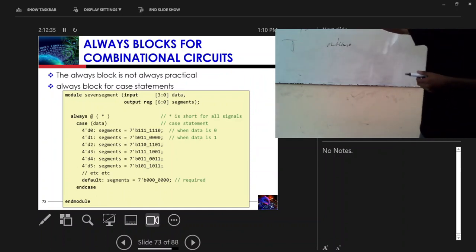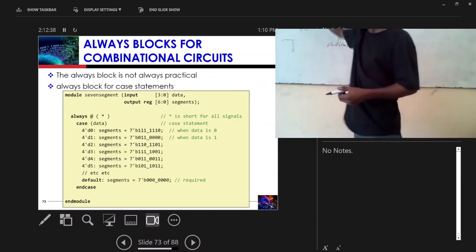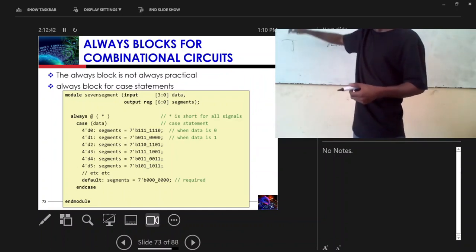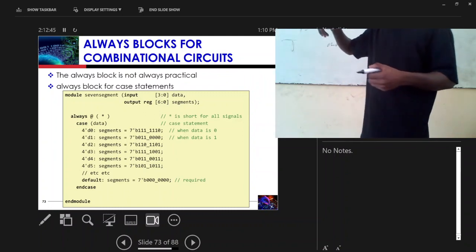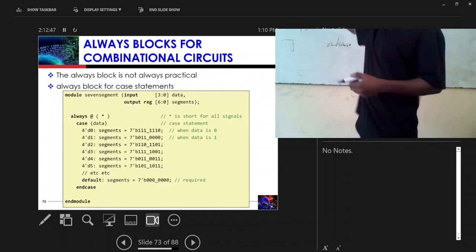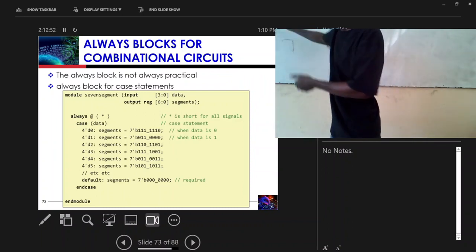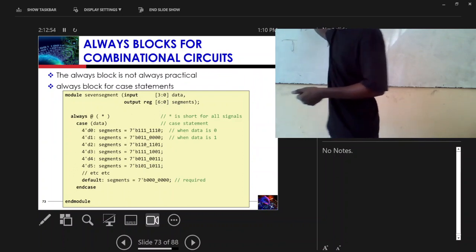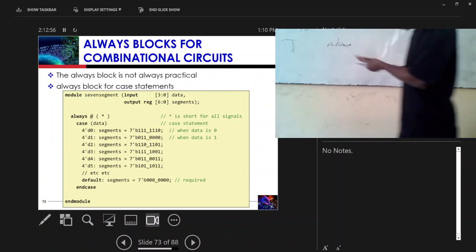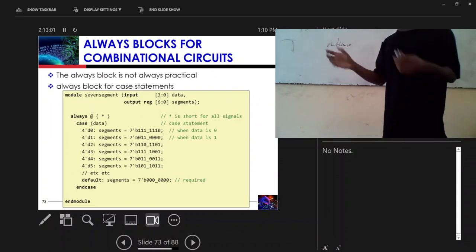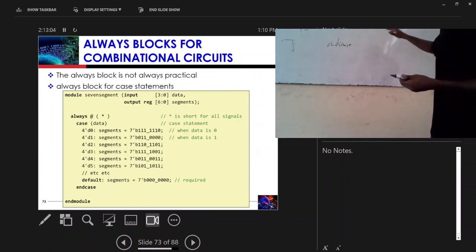Let's say we are starting from A, B, C, D, E, F, G, right? What is here? If it's 1, it means that it is on. If it's 0, it's off. So if I want to display 0, how will it be? Let's say we are starting from A. A is what?